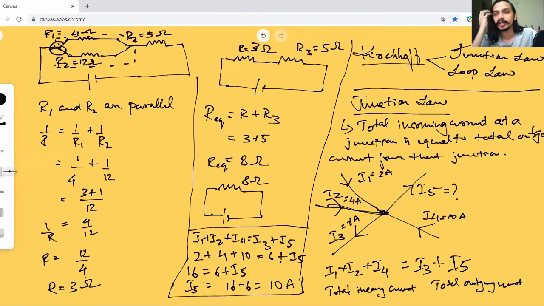It's quite a simple thing, not really a lot of logic to it. You just need to remember to look at the arrows, incoming all together, outgoing all together, equate them, and you'll be done.